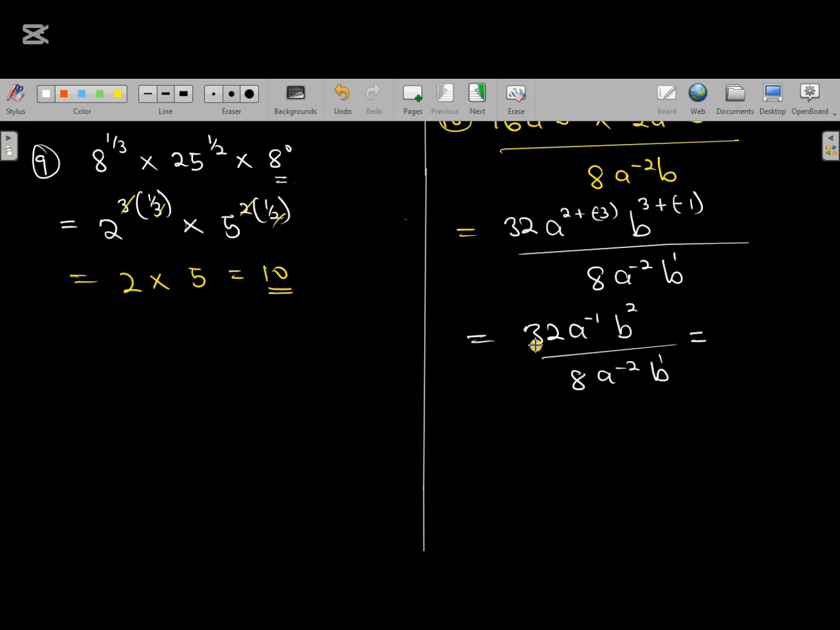So this is going to give us 32 over 8 is 4. Then here we will have a to the power of minus 1 minus, sorry, minus 1 minus minus 2, because division changes to minus. So it will be something of this nature. And of course, minus minus is plus. So this will be minus 1 plus 2, which will be 1, multiplied by b to the power of 2 minus 1, which will also be 1. And that will give us 4ab as the solution for this.